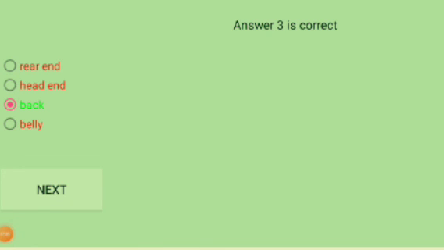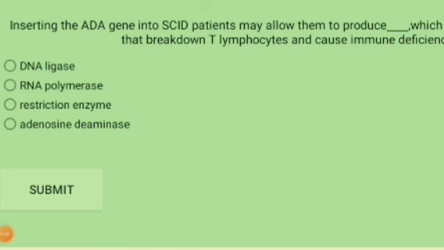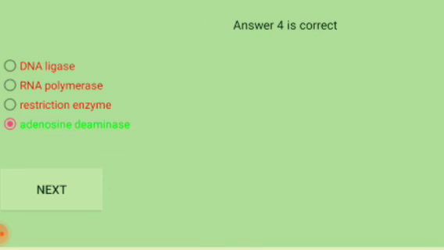Option C is correct. Inserting the ADA gene into a SCID patient may allow them to produce dash, which inactivates chemicals that break down T lymphocytes and cause immune deficiency. Option A, DNA ligase. Option B, RNA polymerase. Option C, restriction enzymes. Option D, adenosine deaminase. So it's actually option D, adenosine deaminase.